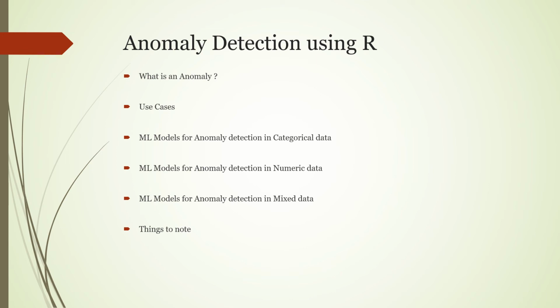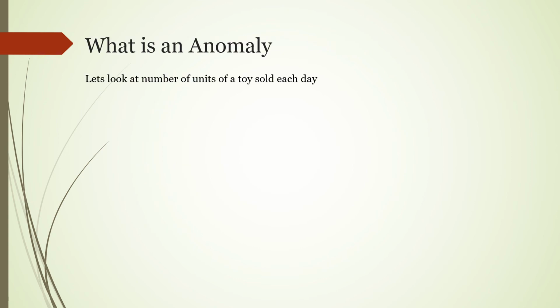anomalies, and then we will look at specific scenarios like what to do if we just have categorical data or if we just have numeric data, and what to do if we have a combination of numeric and categorical data. And we'll also look at some of the things that we need to note while implementing a solution. So this is a very high level objective of this series. So let's start with what an anomaly is.